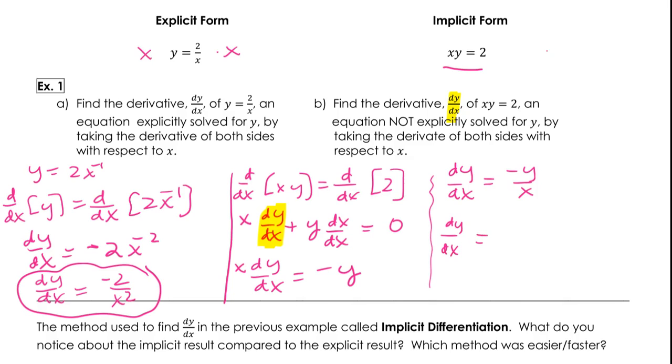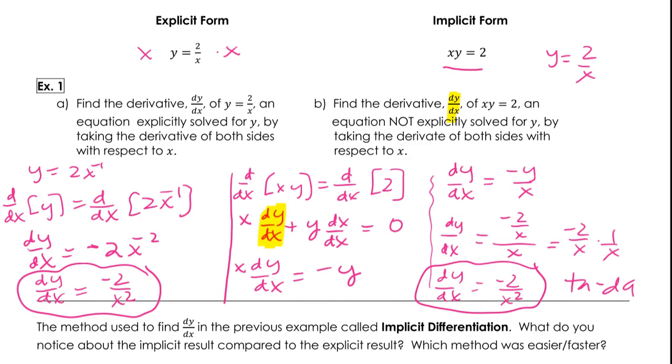If I go over here and solve for y, isn't y 2 over x? So if I replace that y with 2 over x, and then instead of dividing, can't we multiply by the reciprocal? So now I get negative 2 over x times 1 over x, and dy dx is negative 2 over x squared, and then ta-da, we know we're good because we have the same answer.